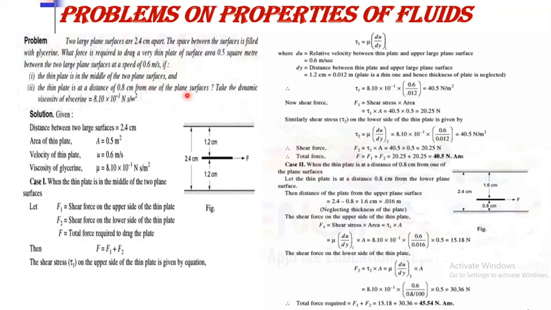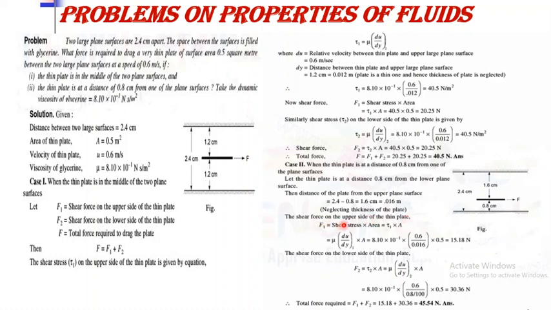Means what? The force required to drag the thin plate when the plate is placed in the middle of two plane surfaces. Then the second case, the plate is placed at a distance of 0.8 centimeter from one of the plane surfaces. So we are considering here the plate is placed at a distance of 0.8 centimeter from bottom. So top distance is 1.6 centimeter. So here it is calculated as 2.4 minus 0.8, that is equal to 1.6 centimeter, and we have to convert that into meter, multiplied by 10 raised to minus 2, that is equal to 0.016 meter.